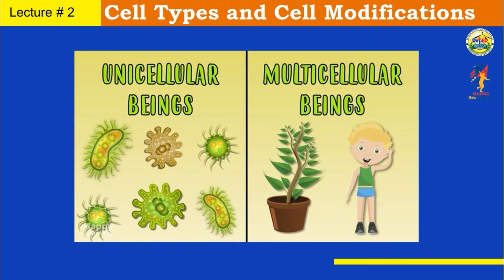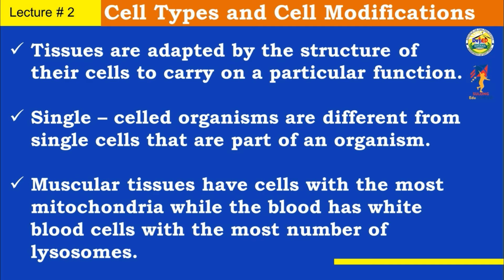Let us elaborate and rationalize the distinctions of some concepts. First, tissues are adapted by the structure of their cells to carry on a particular function. Second, single-celled organisms are different from single cells that are part of an organism. Third, muscular tissues have cells with the most mitochondria, while the blood has white blood cells with the most number of lysosomes.